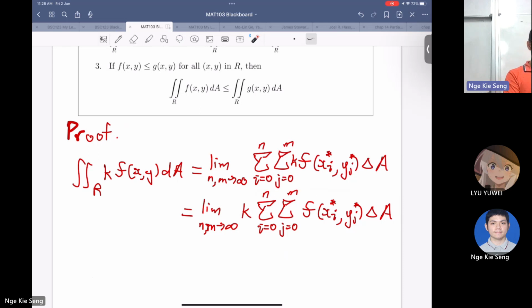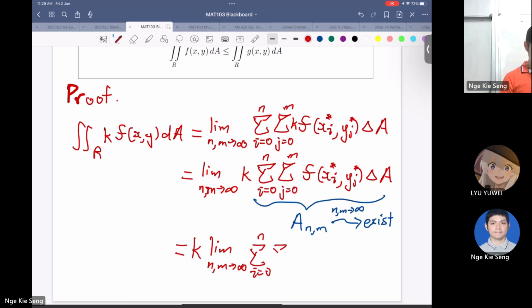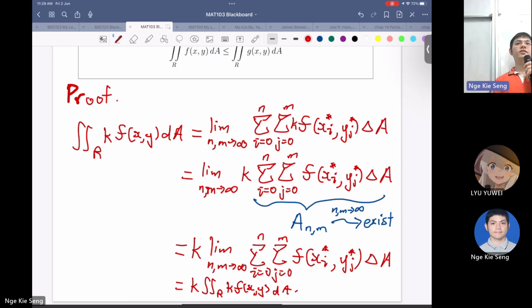So really, you can see this as one whole thing. Since the limit of this, when n and m go to infinity, exists, by the limit law we can pull it up. Of course, the limit law here is a double limit, so you need to be careful. You should imagine doing the same for the rest: use the definition of the double integral, then the property of summation, and the property of limits.